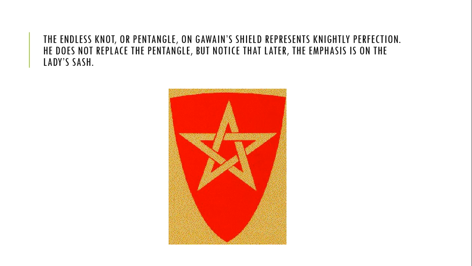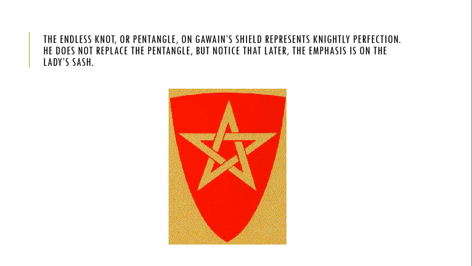At the end of the work, Gawain does not replace the pentangle, but the focus isn't on it. Instead, he puts on something else that replaces it, a sash given to him by a lady. And as I told you before, do also pay attention to what's on the inside of the shield, because as Gawain is fighting, if he were in battle, what he would be looking at would be on the other side of the shield.